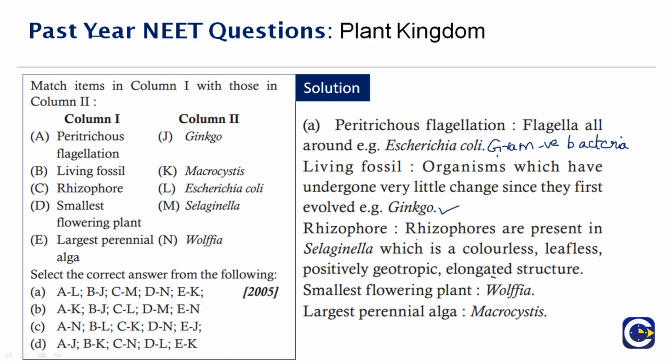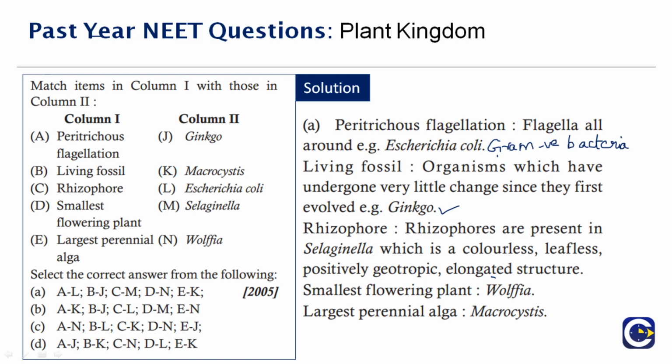Rhizophore. Rhizophores are present in Selaginella, which is a colorless, leafless, positively geotropic, elongated structure. And the rhizophore helps in the fixation of different gases or air which is present in the atmosphere, which helps in the survival of the plant. Especially nitrogen fixation is carried out with the help of this rhizophore.